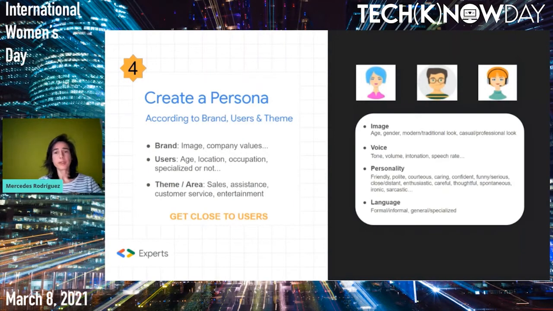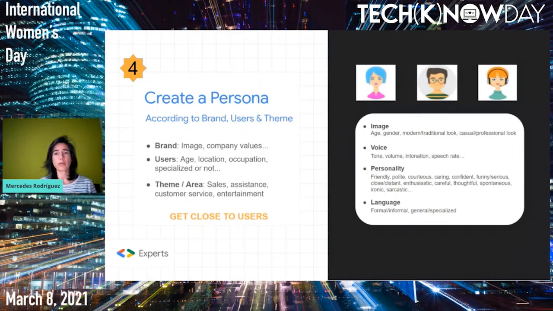Now there are a lot of studies that say image is very important for brands, and most of them have developed a brand strategy. They have an image with branding colors, and they also usually have some kind of company values that they want to transmit to their clients. So it's very important that the persona that we create is according to all that. And it must also be according to the users, because it's very important that the character gets close to the users and that they feel comfortable talking to the character.